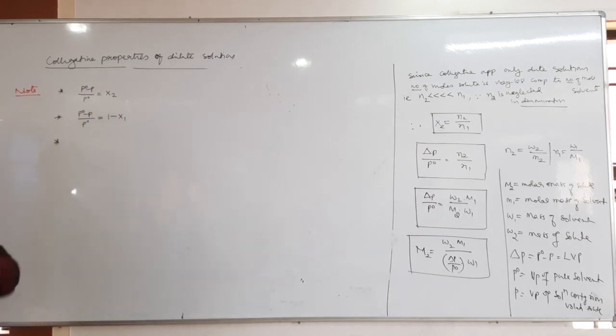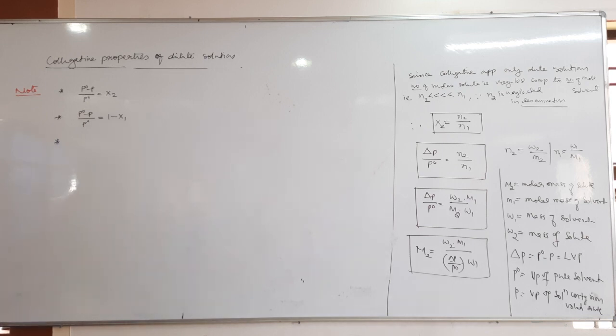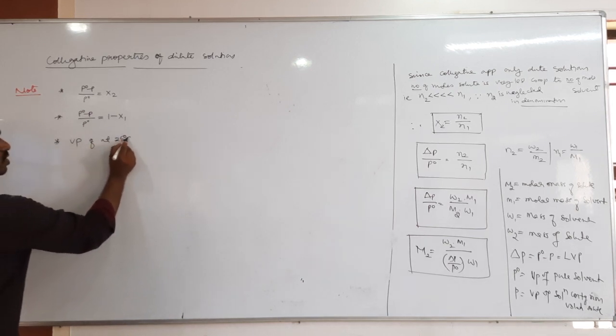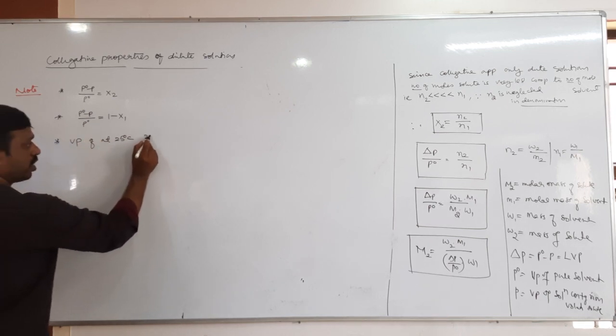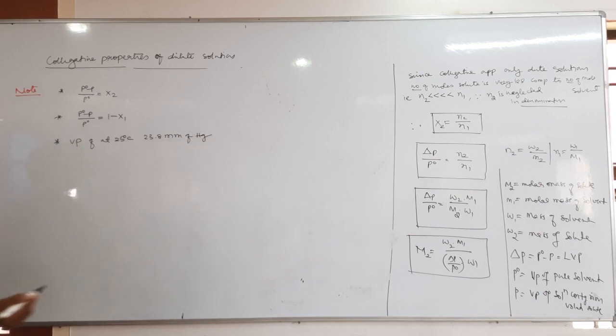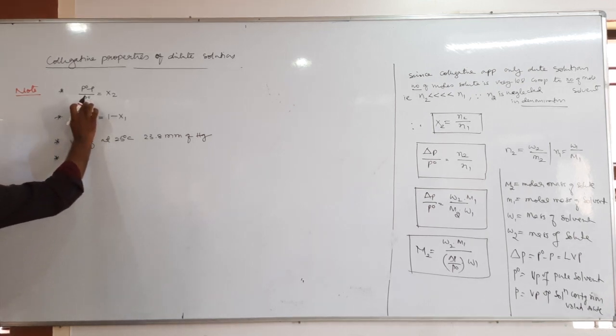Then how to identify the P naught value? What is P naught? It is the vapor pressure of the pure solvent. So every solvent has its own vapor pressure, right? Particularly, what is the vapor pressure of water at 25 degrees Celsius? It is 23.8 mm of mercury. You should remember this value. Or sometimes they may give the P naught and not give the P value.